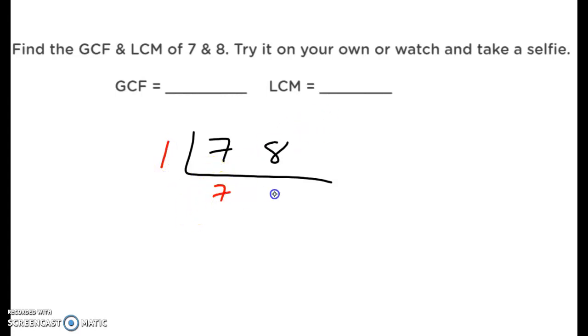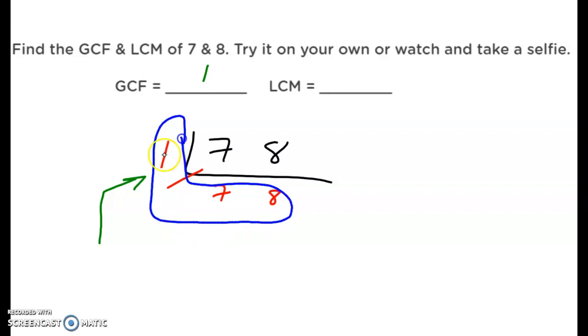And you're left with 7 and 8. And there is your doorstop. So GCF is on the, that's right, left. Who's your GCF? 1. LCM is all of them. 1 times 7 is 7, times 8 is 56. So your GCF is 1 and your LCM is 56. All right?